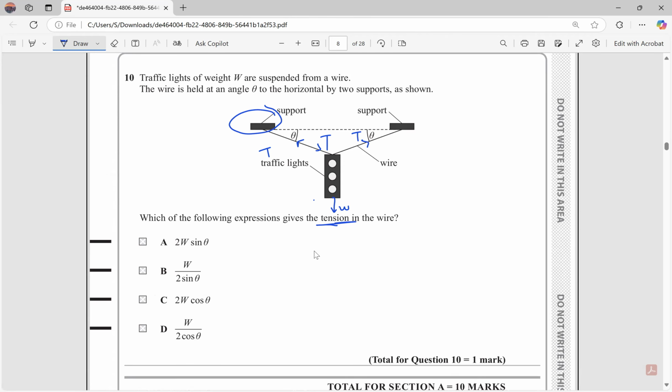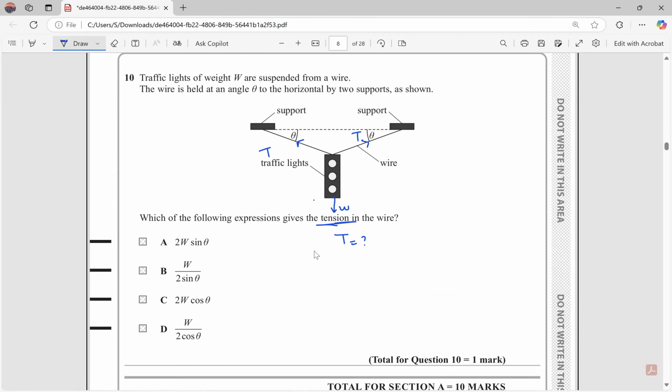So like when 2 objects are connected by a string and it's tight, they both pull each other. But you have to think from the perspective of the object you're considering. So here it's a traffic light, so we are considering the force acting on the traffic light. So that would be tension towards the support, both of them. So we have to find the tension. So there are forces and they're acting at angles. I love such questions. What you have to do here is to resolve them. Whenever a force is acting at an angle, resolve it.